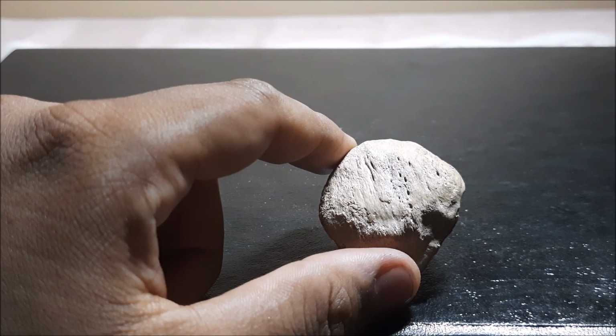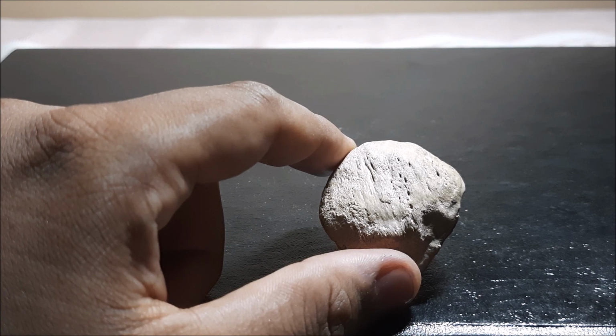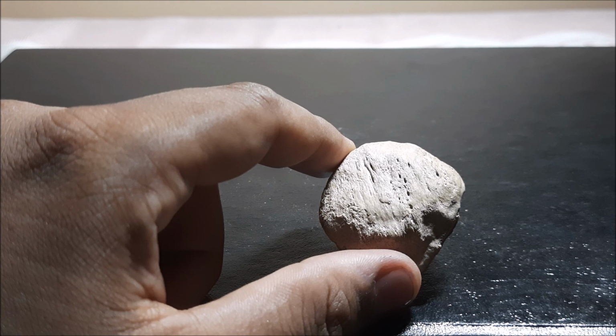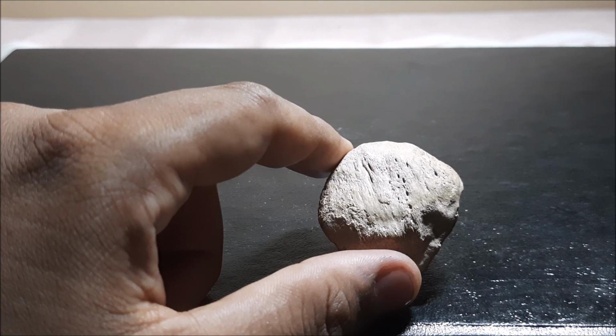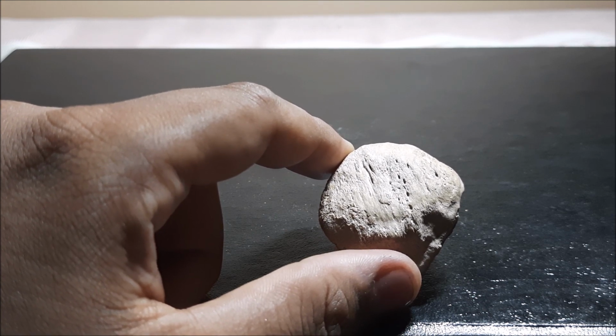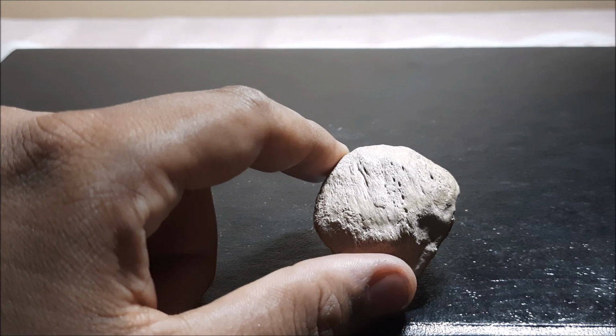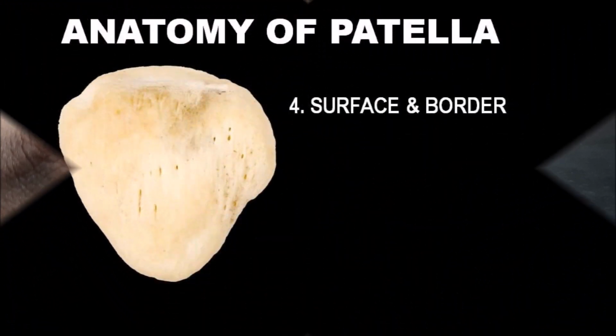Coming to the ossification, the patella, like other bones, starts its ossification within an age group of 3 to 4, and it ends at the age of puberty, and that is the ossification of the patella.